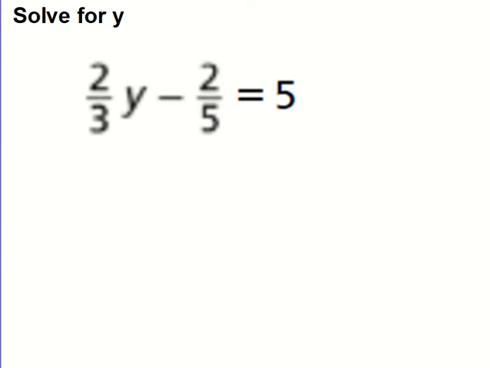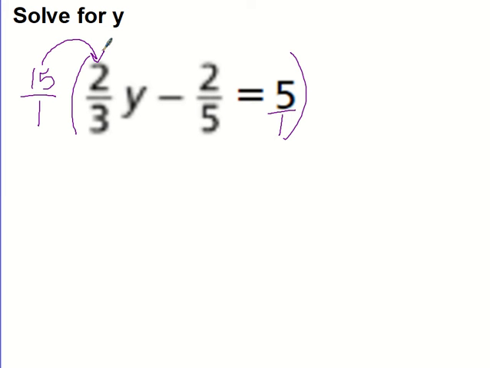It's the easiest way. So the common denominator between 3 and 5 is 15. So I'm going to multiply the entire equation, including the equal sign, by 15 over 1, right? It's a fraction, so this needs to be a fraction. I'm also going to put 5 over 1 so that they're all in fraction form. So we are going to distribute 15 through the entire equation.